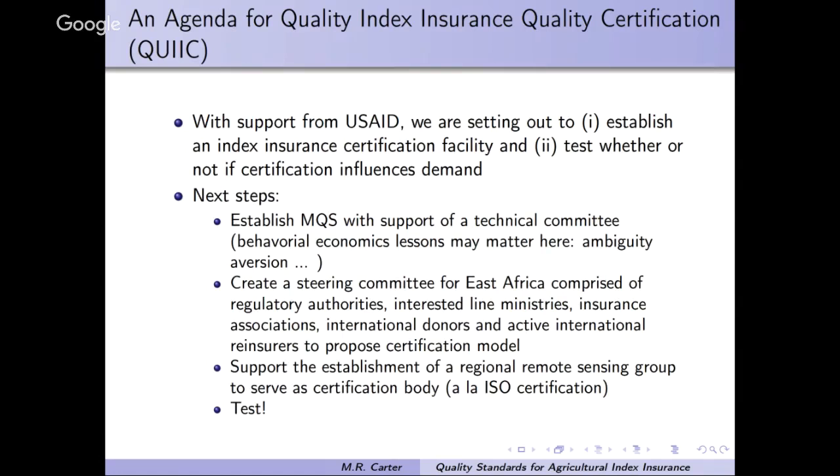So let me stop here, and I hope that was a useful introduction to the use of big data and some of the challenges that come about when farmers are confronting whether or not to purchase products that are based on this kind of big data. So thank you very much.